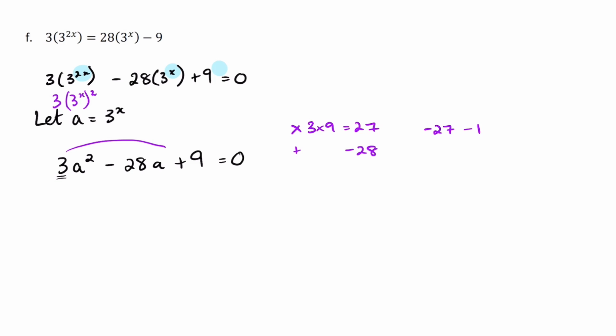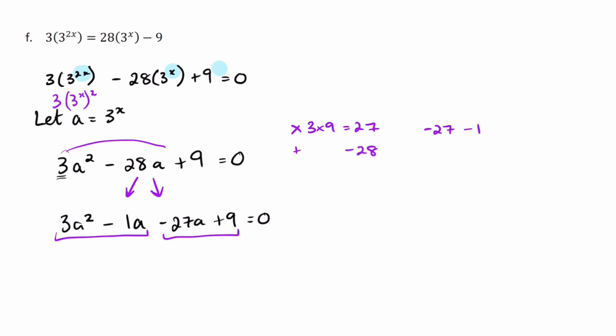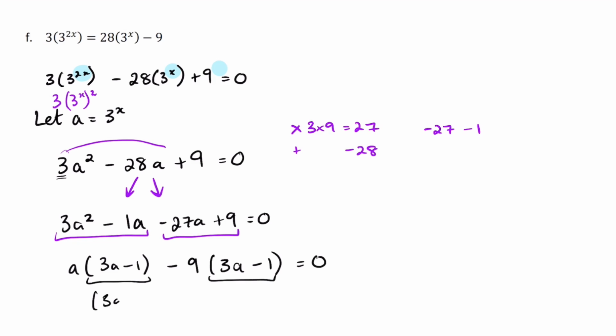In this case, because there is a number in front of the a squared, we have to split the middle term. So this will be 3a squared minus 1a minus 27a plus 9. And now we will factorize by grouping. So here I can only take out an a, so that will be 3a minus 1 left over. And here I'll take out negative 9, so that will be 3a minus 1 left over. Then I can factorize again, so this is the common term. And what's left over is an a minus 9. And then I can go ahead and solve. So that'll be a is equal to 1/3 and a is equal to 9.